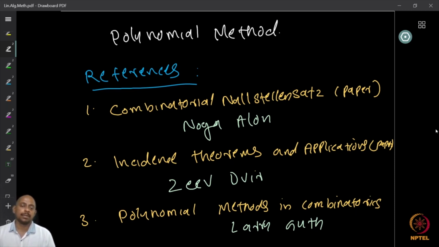The start of this is basically from Combinatorial Nullstellensatz by Noga Alon, and this paper is available from his website, and it lists a beautiful collection of applications of this method. And then the second one is by Zeev Dvir, Incidence Theorems and Their Applications. It's not a book, it's a paper again. It's also available online. And the third one is, as I mentioned, Polynomial Methods in Combinatorics, a book by Larry.